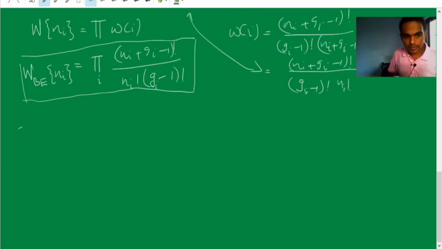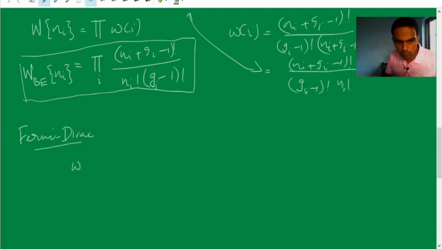Next is Fermi-Dirac. Fermi-Dirac systems or Fermi-Dirac cases. So here also we wanted to find out omega of i. In Fermi-Dirac case, these particles obey Pauli's exclusion principle.